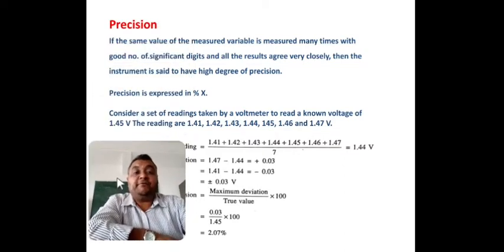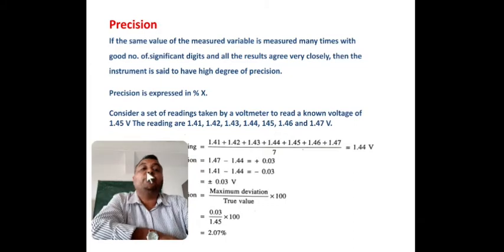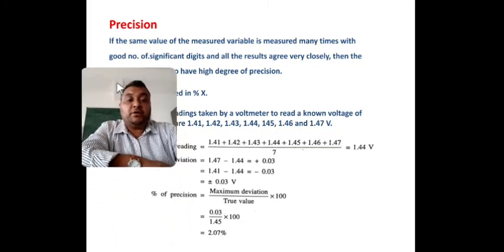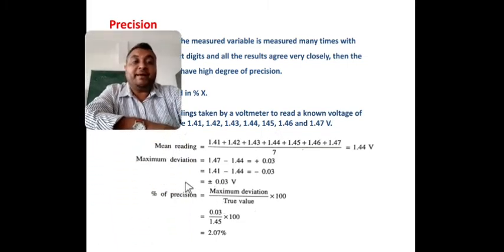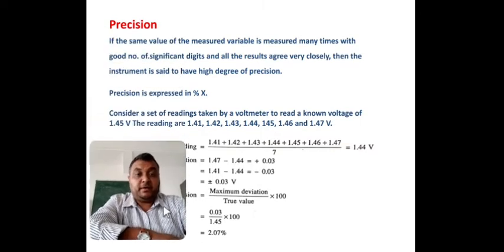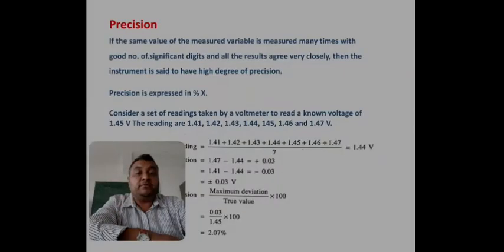Okay, so if in an examination there is an example related to measuring the precision of a particular value, you can easily measure it through this equation. First you find the mean reading, then the maximum deviation, and then with the help of those two answers you can find the percentage of precision. I hope you understand this definition and how it is calculated.